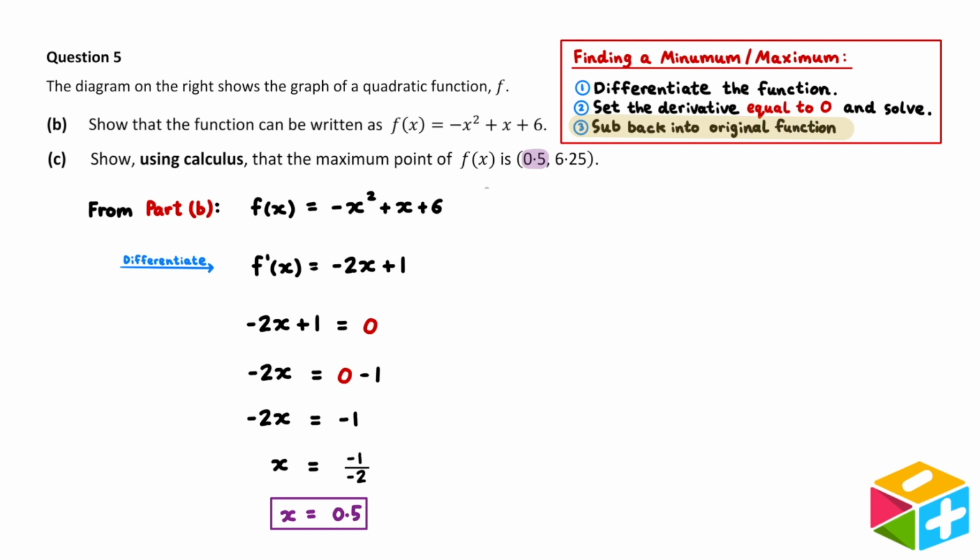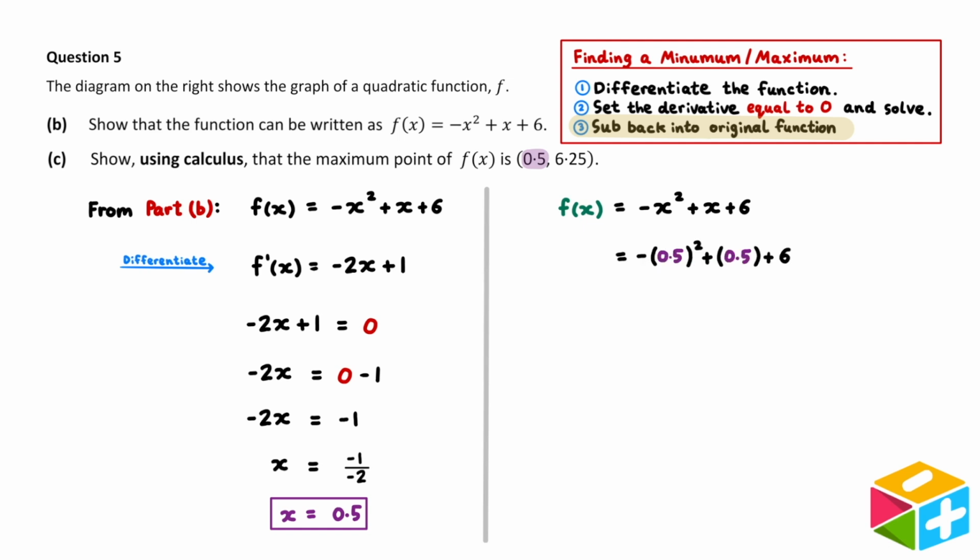To find the y-coordinate, we'll need to sub back into the original function f of x is equal to minus x squared plus x plus 6. Since x is equal to 0.5, let's replace both x's with this number. Typing this into our calculator gives us an answer of 6.25. And this is the second coordinate of our point. So we found that our maximum point is 0.5, 6.25, which is precisely what we were asked to show.